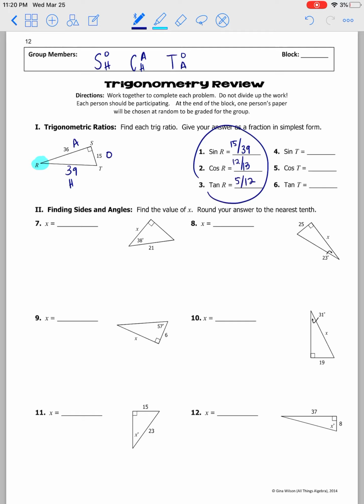Okay, so go ahead and complete these on your own. I'm going to highlight them so you know that you have to do them. The answer key is posted, so make sure you're checking.